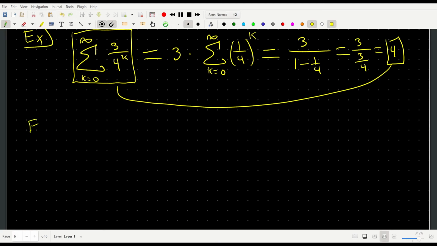If we take another example, we can take, say, the summation from k equals 0 to infinity of (10 to the k plus 2 times 5 to the k) over 12 to the k.